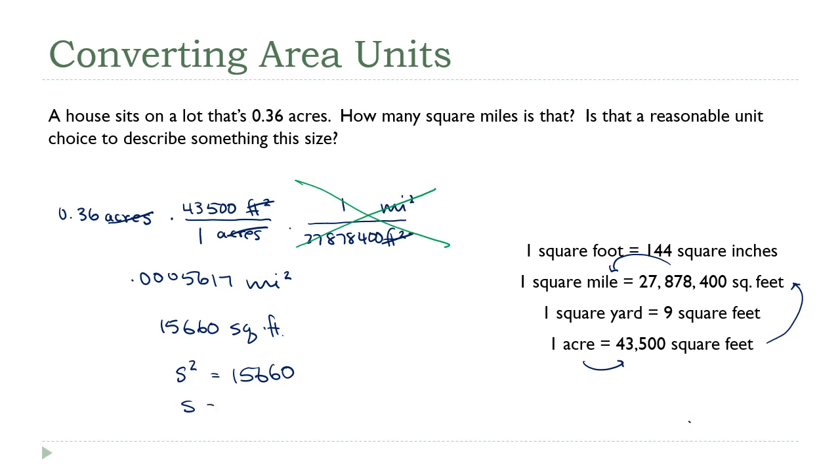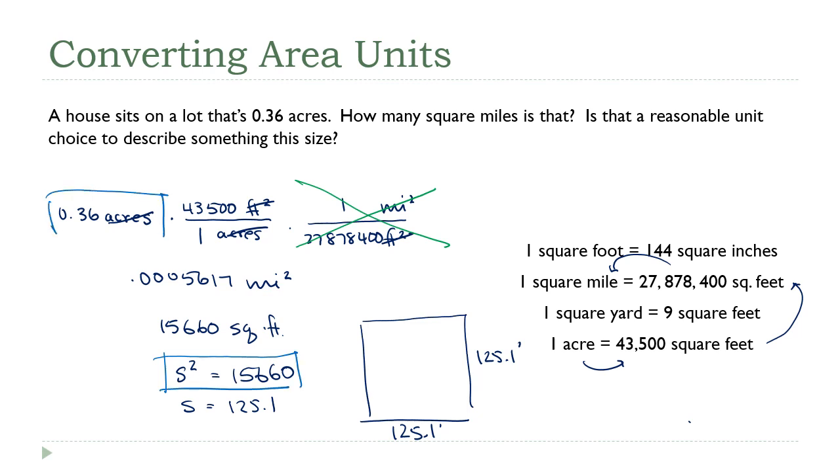So if we take the square root of both sides, this would be 125.1. So what this tells me, the reason I did this, is if we have a square lot, 125.1 feet on a side, that is going to have this area, which was the same as our 0.36 acres. And that's a number that kind of means something to me, right? 125 feet, I understand. I can visualize how big that lot is going to be.